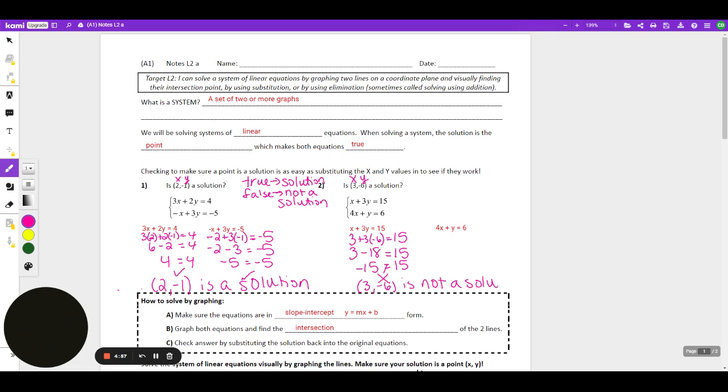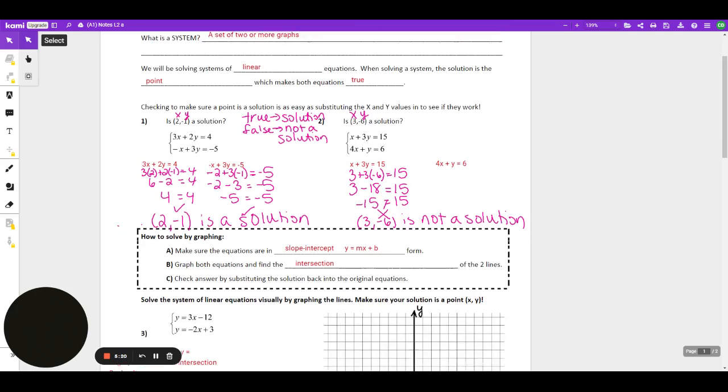I would have had to have both of them be true in order for it to be a solution. So as soon as I get one of them that's false, I don't even need to check the other one, because as soon as one of them returns false, then I cannot have a solution here.